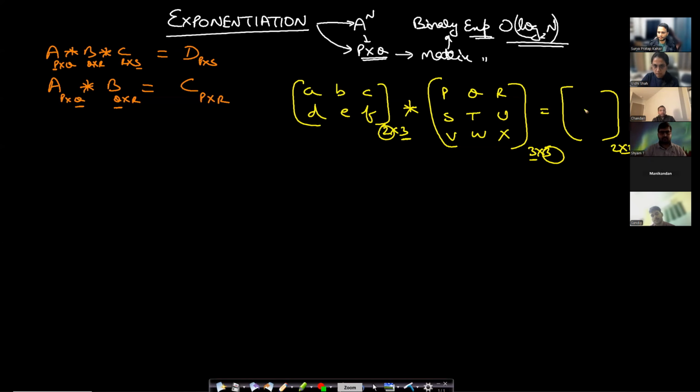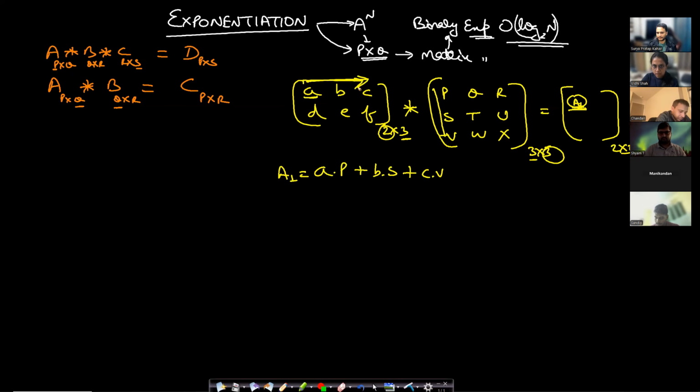If you are thinking about what will be the first value, you multiply this row with this column and keep adding the values. Like you have to write A times P plus B times S plus C times V. And that will go to this first value. Let's call it A1, and this will be equals to A1, right? And you fill it up with the rest of the values.